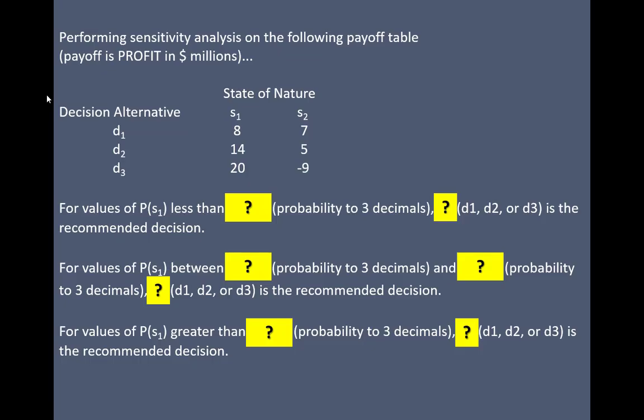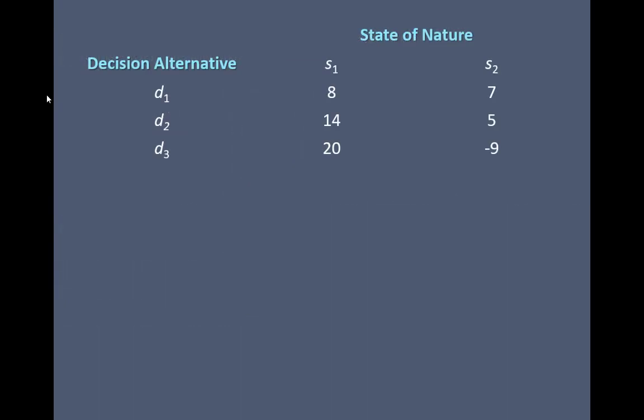When will I choose D1? For what state of nature will D2 be the best choice? And that's what we're trying to decide here. As I said, this is set up very much like one of your assignment questions. So let's begin and see how altering the probability of state of nature 1 will have an impact on our various decision alternatives.